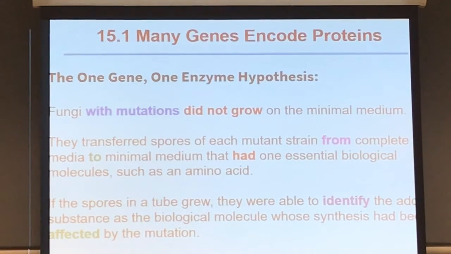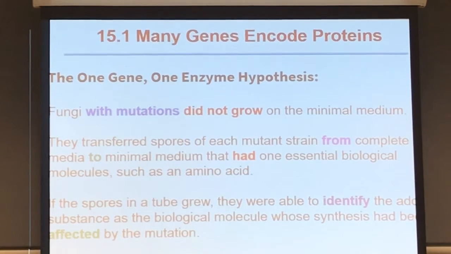Now, if you move those from complete media to minimal media, in case they have undergone mutations, they will stop growing. Then they went back to the cultures growing on complete media and added them to tubes with one extra amino acid, so to speak, to see if the gene for the synthesis of a given amino acid is mutated or not.